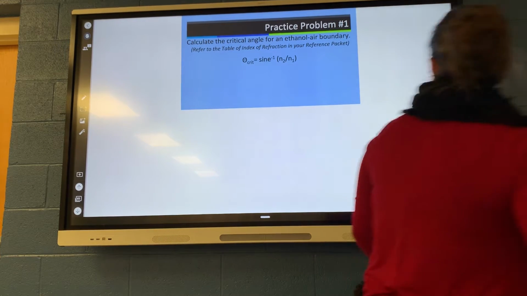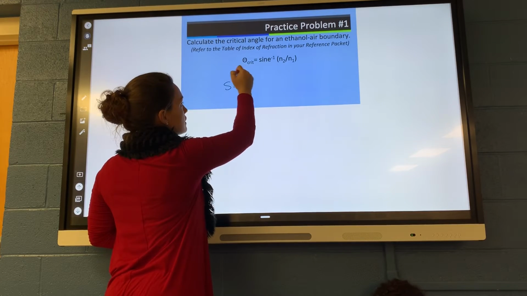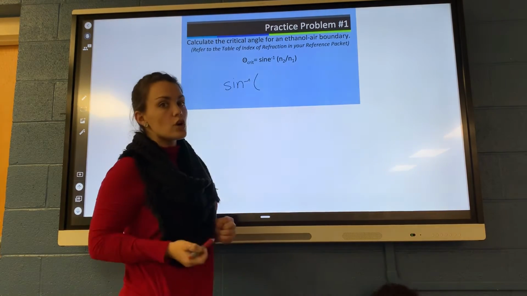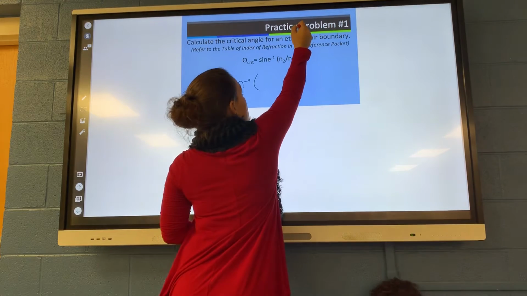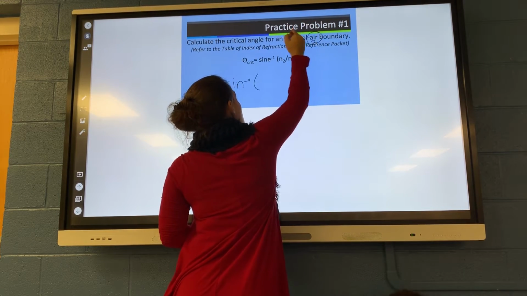All right. So ethanol air. So we move that sine to the other side. Sine to the -1. And now we need N2 over N1. Very simple. Ethanol is 1, air is 2. So we need air over ethanol.